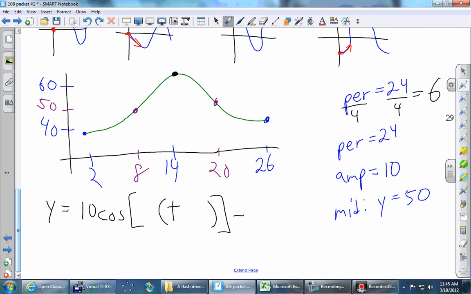I'm going to stick on a number at the end here. The number at the end is always the midline. So 50. And there's a tiny bit of work left to do to fill in the blanks. Let's fill in the first blank. First blank, what letter have we been calling it? We've been calling it a B. B is intimately related to which of those words? It's related to the period.